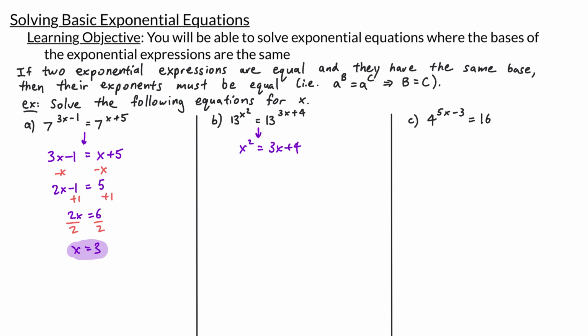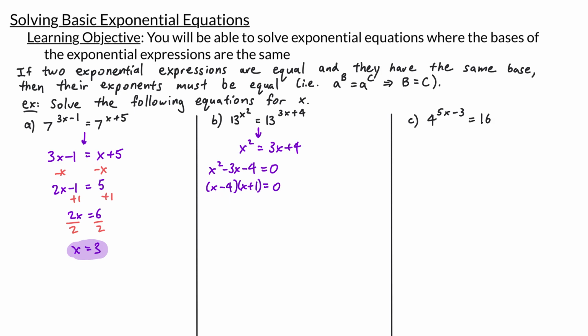We can move everything to one side and then try to factor to solve for x. So let's move everything to one side. We'll subtract 3x and subtract 4. We end up with x squared minus 3x minus 4 equals 0. And now if we want to factor this quadratic, we need two numbers that multiply to negative 4 and add up to negative 3. Those two numbers would be negative 4 and positive 1. So our left-hand side here factors as x minus 4 times x plus 1, and this is equal to 0.